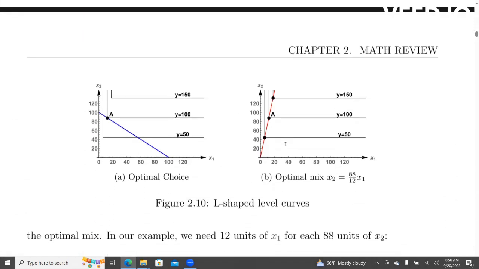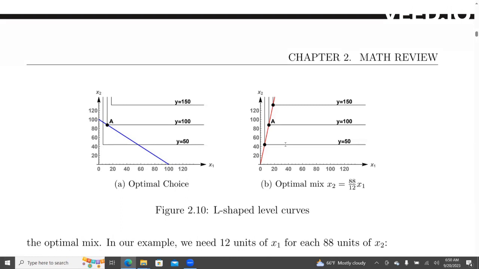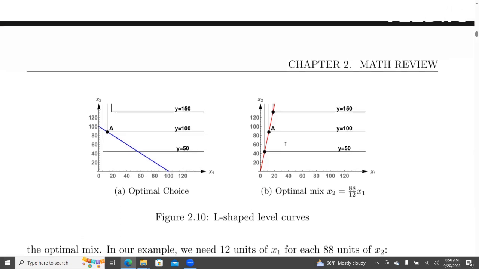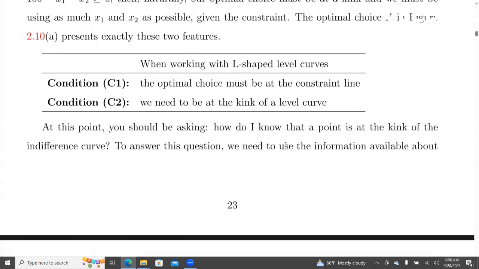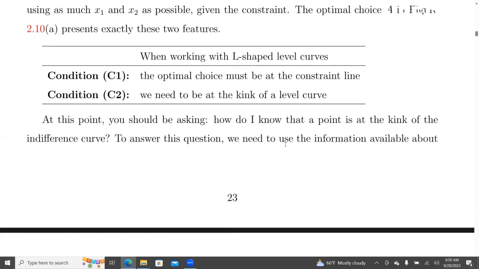So there's A, they have the constraint line, and obviously it's just going to be wherever it intersects there. B has an interesting constraint line going on, but A is pretty obvious. So they have condition 1 and condition 2.